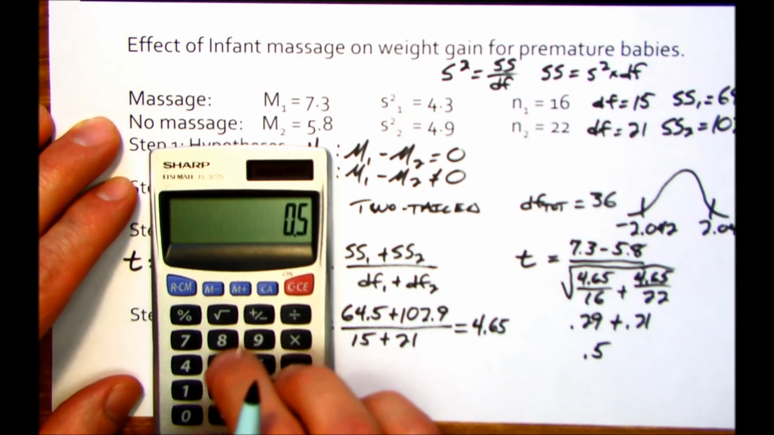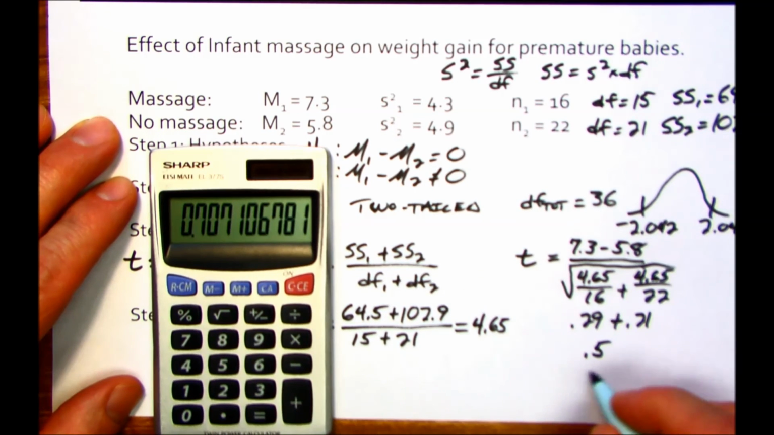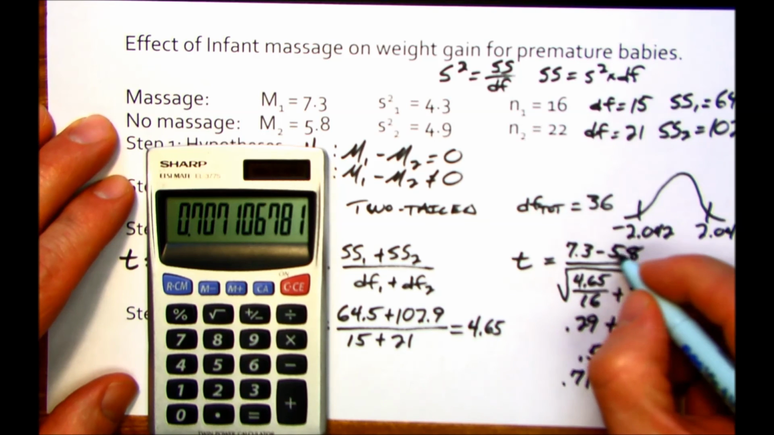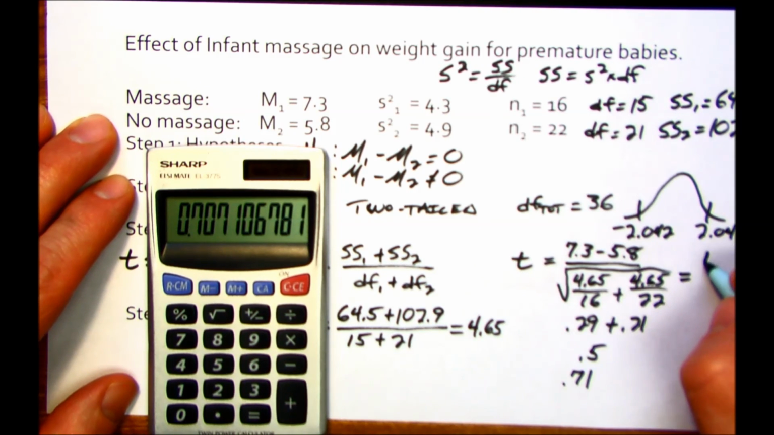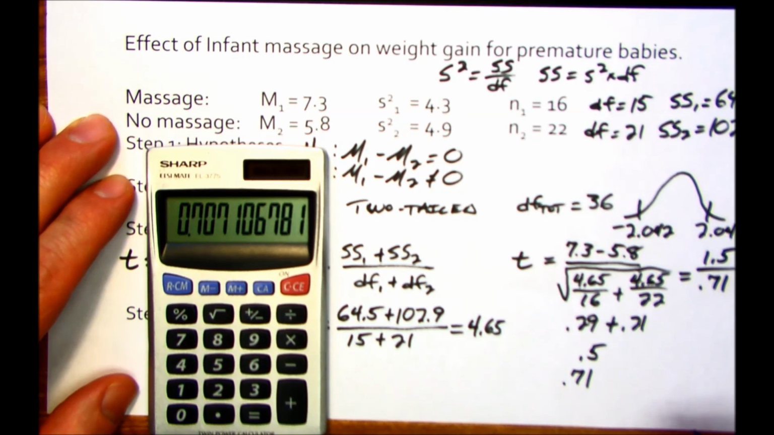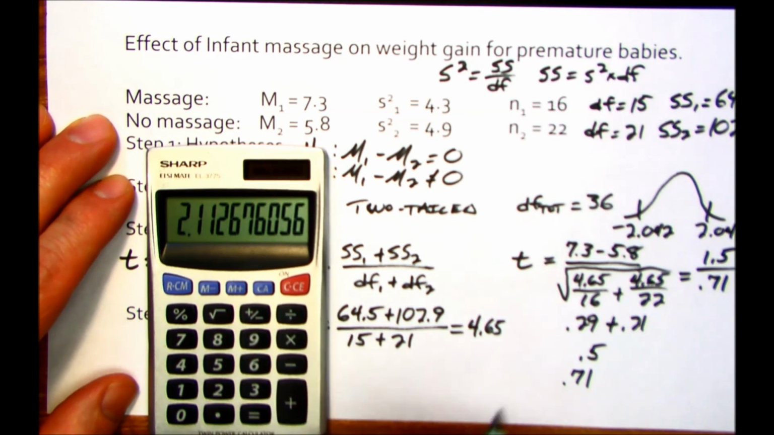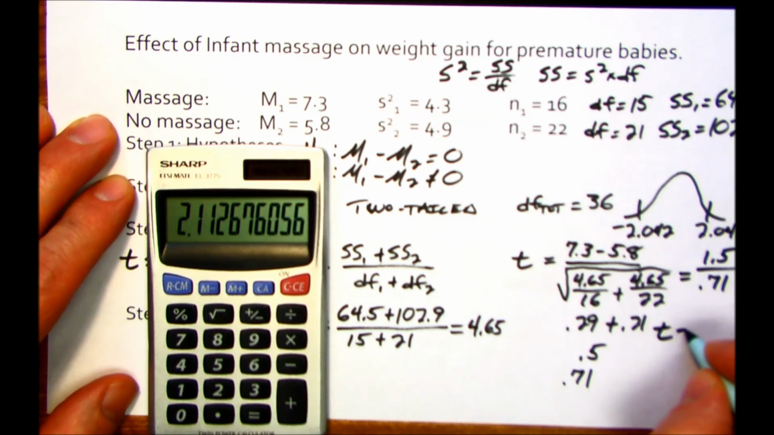and 0.5, the square root, 0.71 with rounding. Okay, so that's our mean difference here is 1.5. That was easy for us to get. Here's the difference we'd expect by chance, 0.71, that took us a while to figure out. 1.5 divided by 0.71, t equals 2.11.